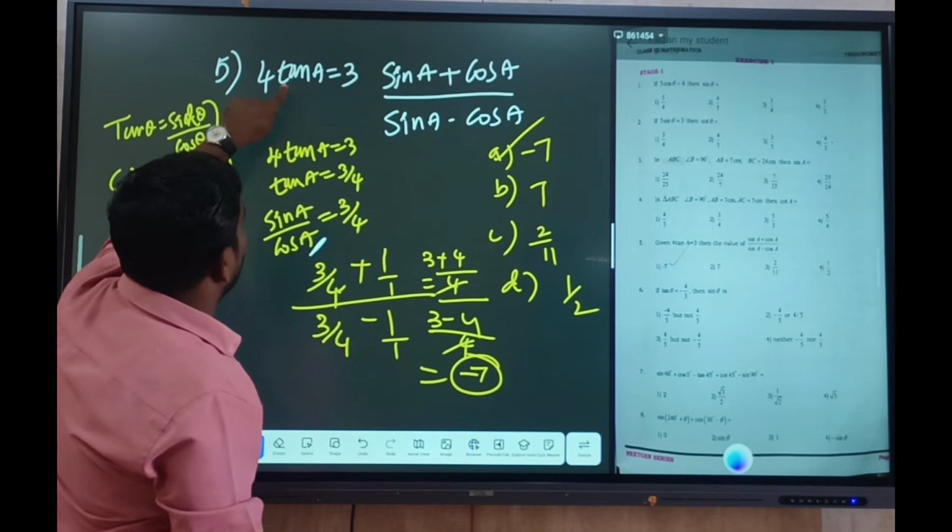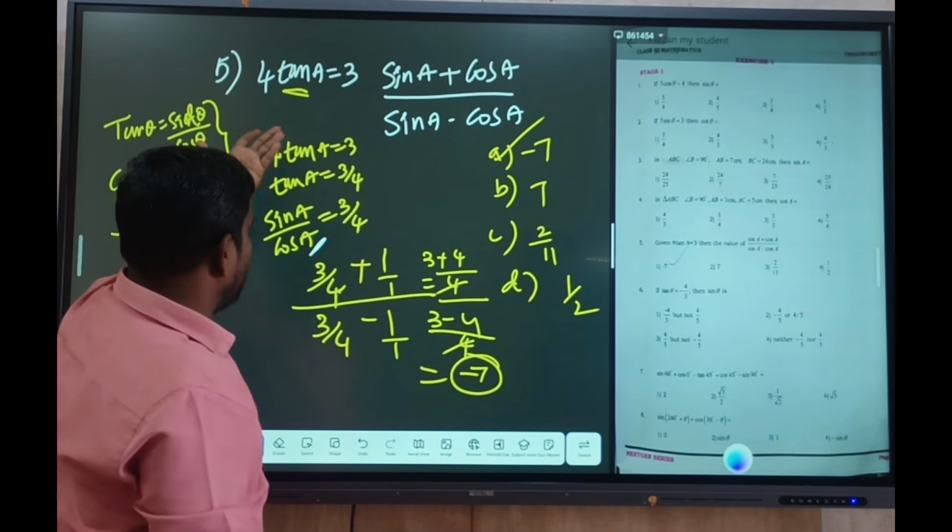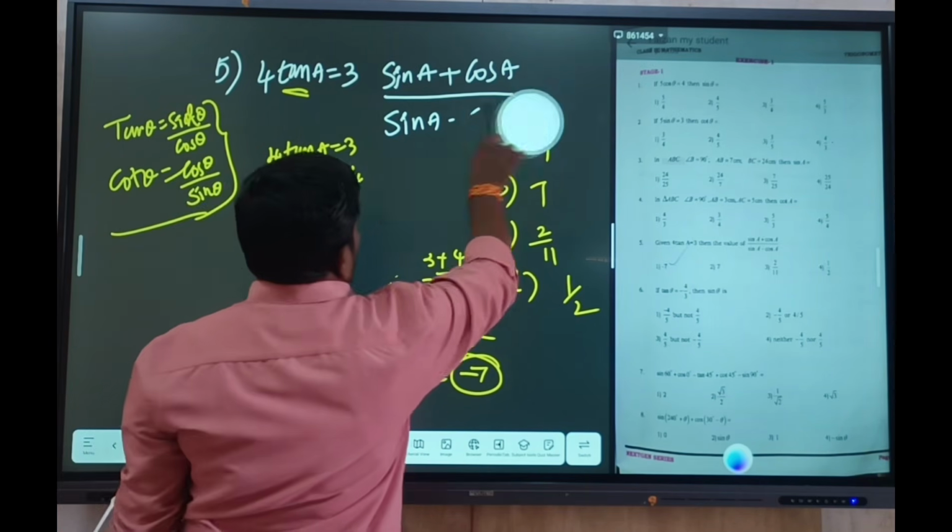Sometimes, for example, cot is given. At that time use cos theta by sin theta, and we will get the answer. This is a very important method.